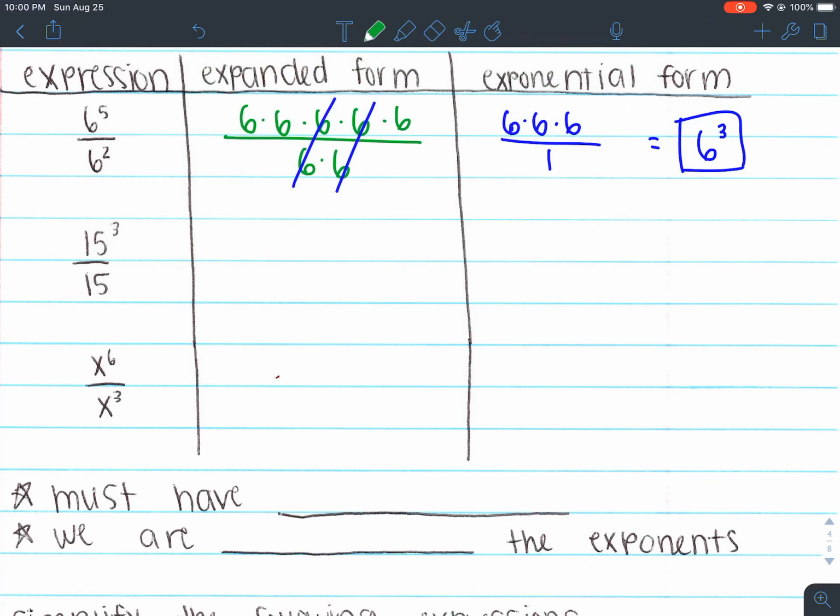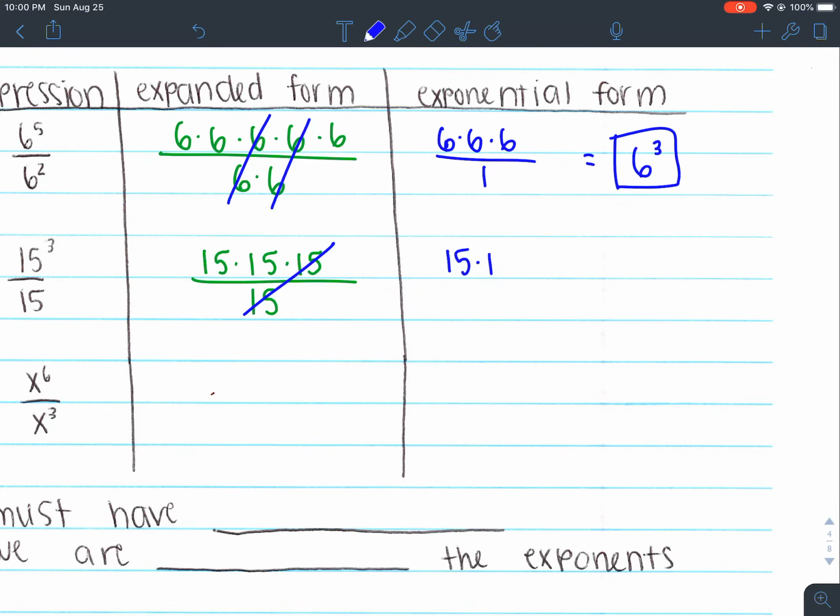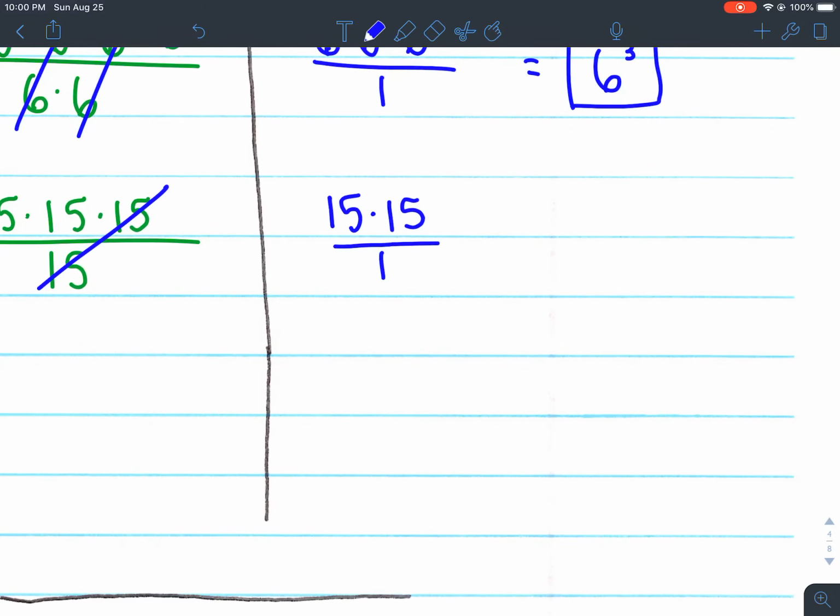The next example we see here is 15 to the 3rd, which means 15 times itself 3 times, not 13 times, divided by 15 just by itself. And then I also notice that I can cancel out one of them. That leaves me with 15 times 15 over 1, because 15 divided by 15 is 1, which is in short 15 squared.